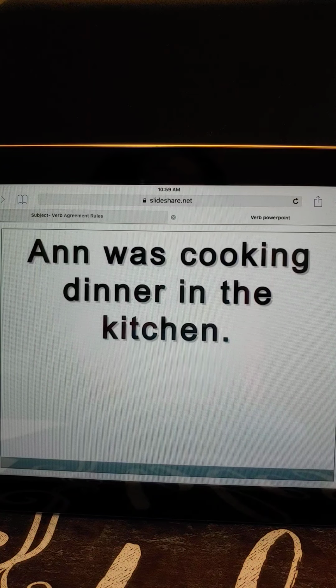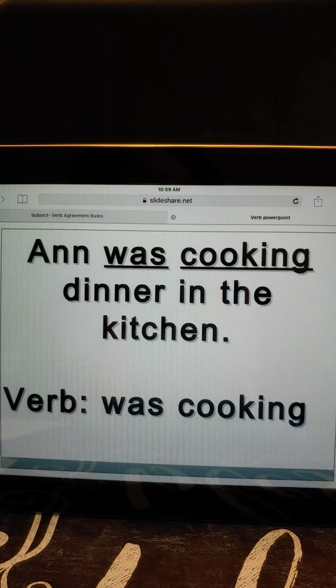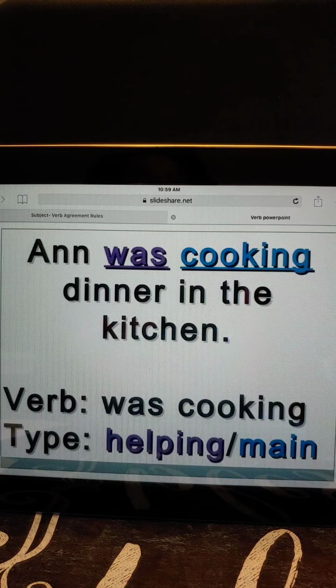Anne was cooking dinner in the kitchen. Was and cooking are underlined because those are two verbs. Now, can you figure out which one is my main verb or my action verb? And can you also figure out which one is the helping verb? Maybe you know one and not the other. But if you know one, you should know the other. Let's see if you're right. If you said was is a helping verb, you're correct. And if you said cooking is the main verb, awesome.